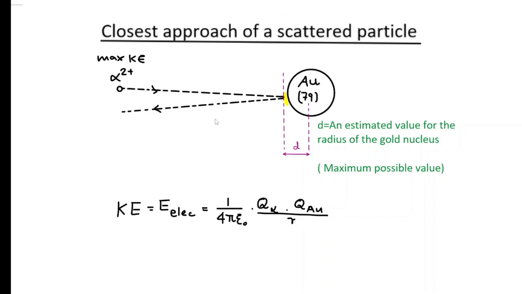If you know the kinetic energy of the alpha particle and the charge of an alpha particle, which is 2e, 2 times 1.6 times 10 to the power of negative 19 coulombs, and gold has 79 protons, so that's 79 times the value of e, lowercase e, and 4 pi epsilon naught, they are all known. So you can calculate the value of r, which is an estimate for the maximum possible value of the radius of a gold nucleus.